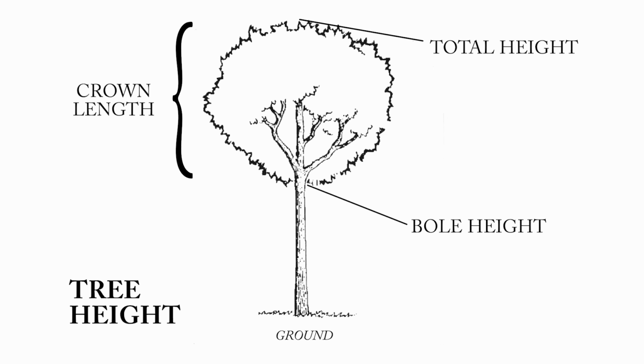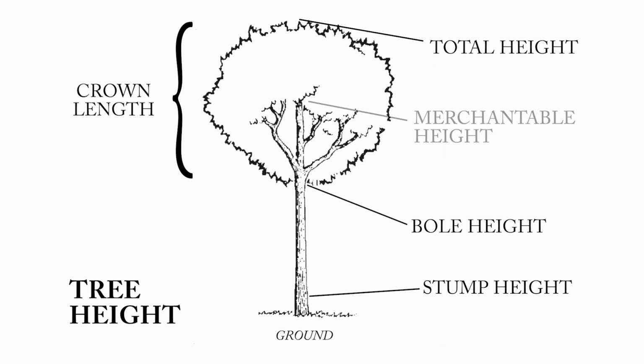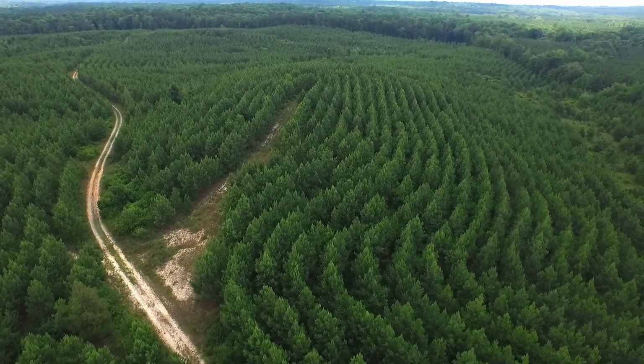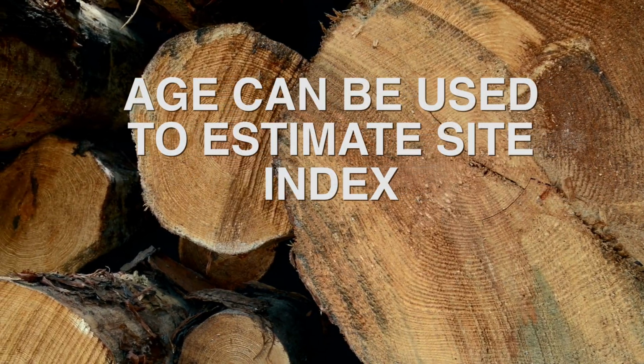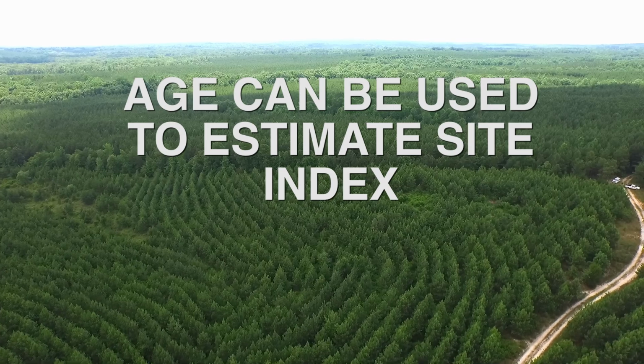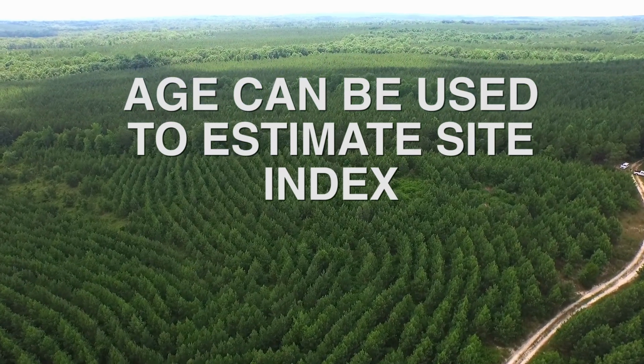Crown length is the total tree height minus bole height. Stump height is ground line to a typical point where the tree will be cut and felled. Merchantable height is the distance from the ground line to the terminal position of the economically usable portion of the tree. Combined with the average total height of dominant and codominant trees in a stand, age can be used to estimate site index, a measure of overall productivity of a forested site.